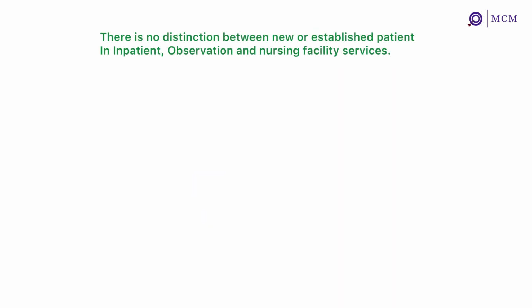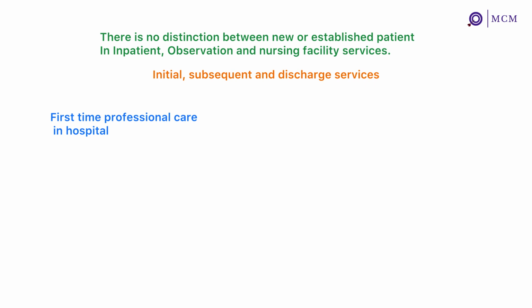There is no distinction between new and established patient in emergency services and also in inpatient, observation care services, and nursing facility. In these services, codes are divided based on initial, subsequent and discharge services. An initial service is reported for first-time professional care by the same specialty group in a hospital setting. Any further visit is coded to subsequent service. In questions they will ask to code the E&M service provided on the second day of hospital stay. We need to code to subsequent services.